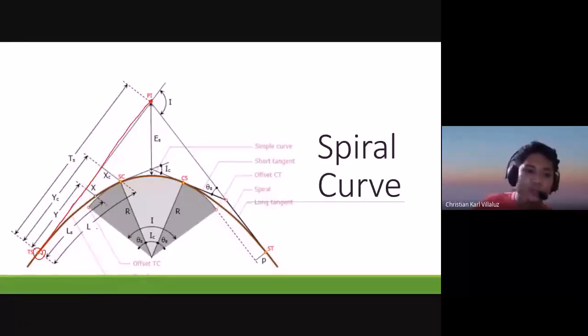Then, from tangent to spiral, we will have spiral to curve o yung simple curve na natin. Then, going to curve to spiral or CS, curve going to spiral, and spiral to tangent or ST. So may tangent din dito sa ST. So kung i-extend natin yan, makaka-form ulit tayo ng angle of intersection, angle of intersection I. Okay? So, mag-focus tayo dito.